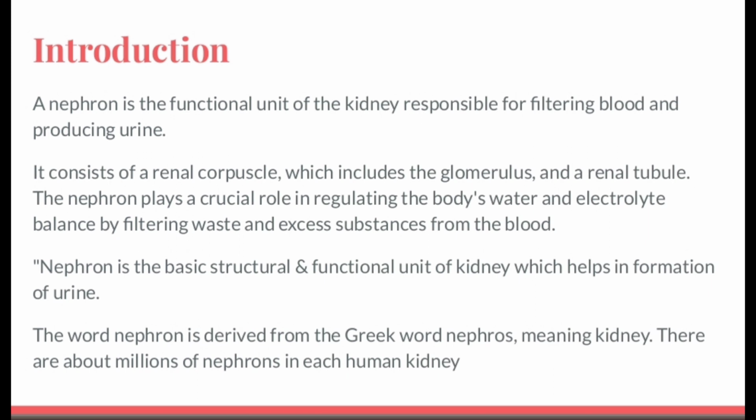The nephron plays a crucial role in regulating the body's water and electrolyte balance by filtering waste and excess substances from the blood. Nephron is the basic structural and functional unit of the kidney, which helps in the formation of urine. The word nephron is derived from the Greek word nephros, meaning kidney. There are millions of nephrons in each human kidney.